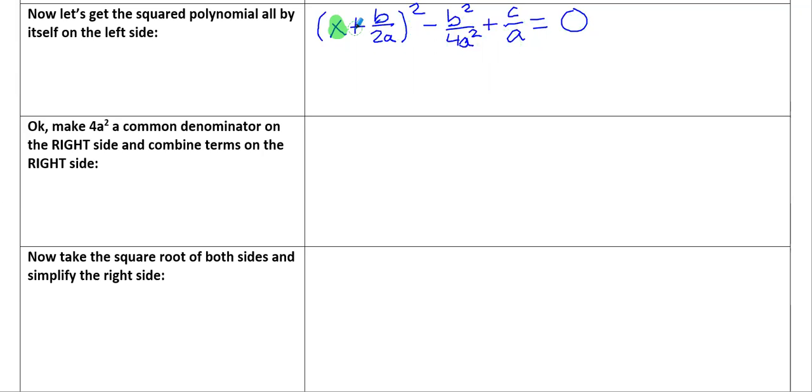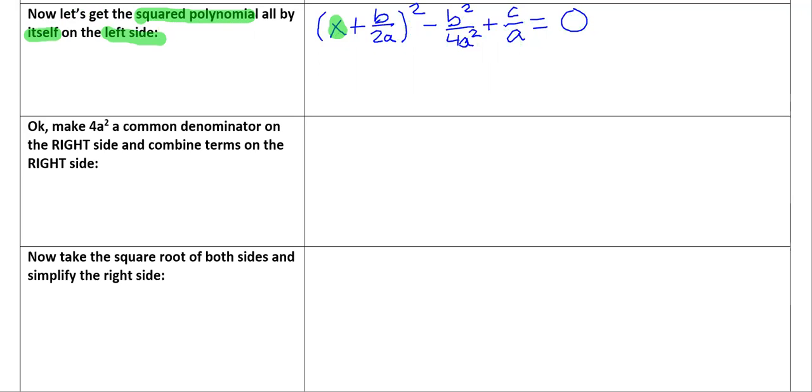So completing the square took the x's that were in two different terms, one of them being squared, one of them being just an x, and turned it into just this x to the first power, which is what we want. Now let's get the squared polynomial all by itself on the left side.